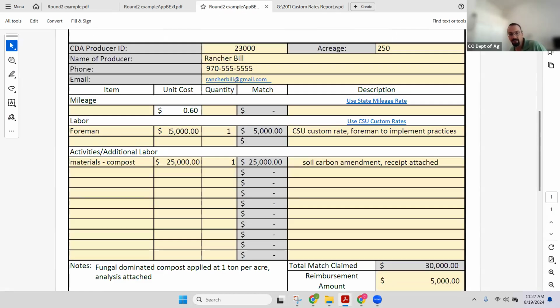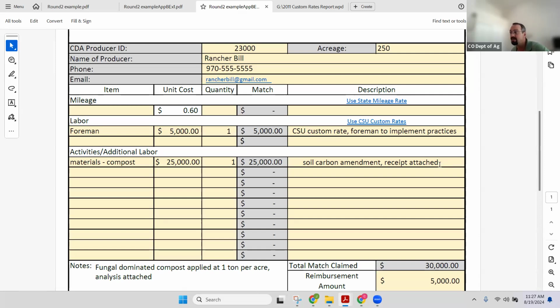So this individual is at the $5,000 per month, and that's about what it took them to implement this practice. So that's what they put there in that framework, and that's just fine. And they have materials. They applied compost. There was $25,000 worth of that. This was to accomplish their soil carbon amendment practice, and the receipt was attached.